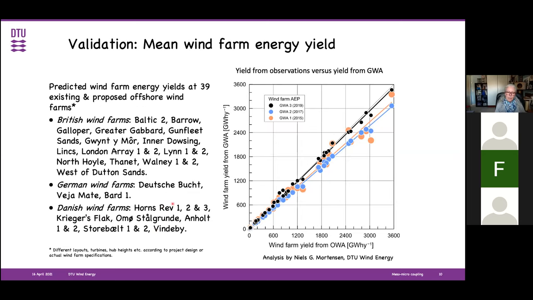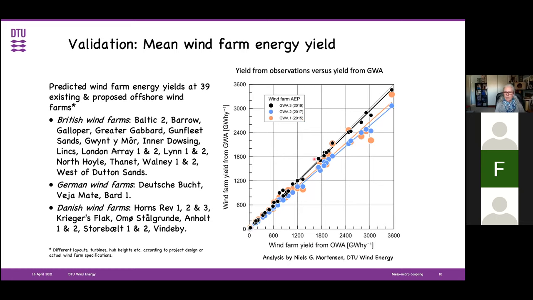One of my colleagues has done some verification. This is perhaps something you haven't seen before, which is concentrated on the application of it. And of course, it has no complex terrain. Most of these wind farms are offshore, but you can take the yield that you get from the observation. So you take a mast observation and compute what the production from this wind farm will be, given that data, and you can compare with what you get if you use the results from the Global Wind Atlas.